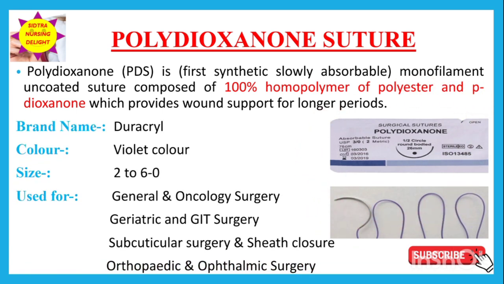Its brand name is Duracryl. Its color is violet, its size is from 2 to 6, and it is mainly used for general and oncology surgery, geriatric and gastrointestinal tract surgeries, subcuticular surgery and sheath closure, and orthopedic and ophthalmic surgery.